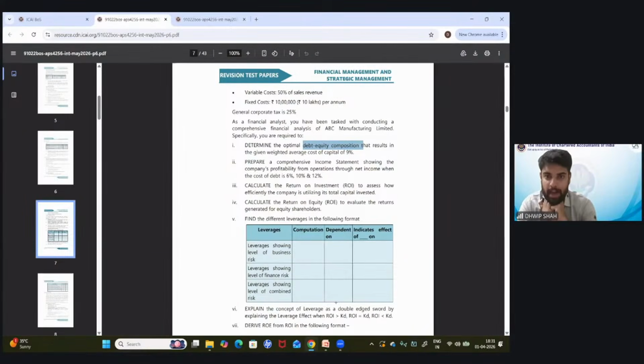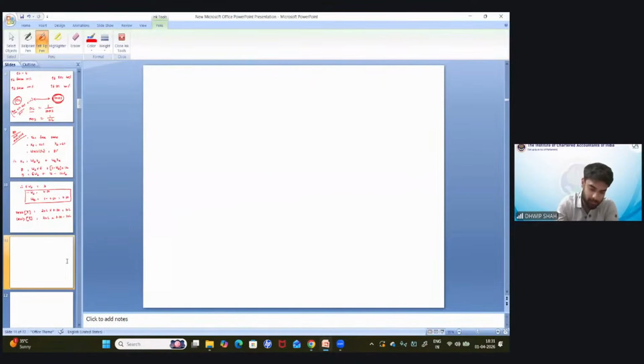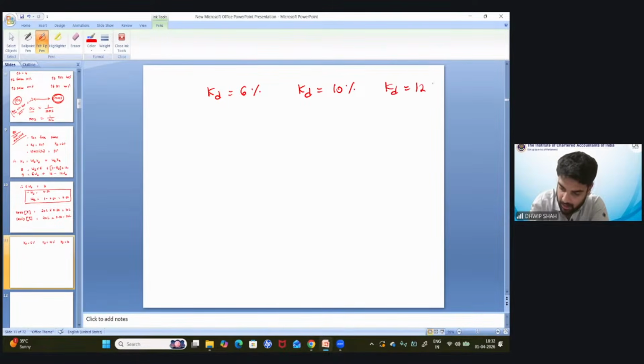Next point. Prepare a comprehensive income statement showing company's profitability when cost of debt is 6%, 10%, 12%. ठीक है? So यहाँ पे आपको 3 बार इनकम स्टेटमेंट बनाना है. When Kd is 6%, when it is 10% and when it is 12%. So तीनों केस में हम इनकम स्टेटमेंट बनाएंगे. ठीक है? So when Kd is 6%, Kd is 10%, and when Kd is 12%.